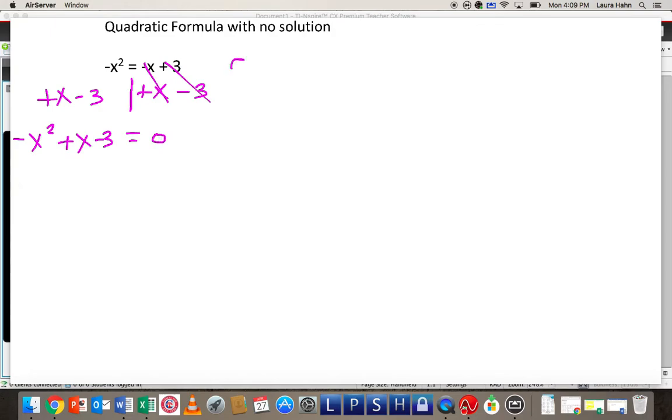So a, I look in front of x squared. I see a negative, which is the same thing as a negative 1. B, I look in front of my x. Well, in front of the x is just a positive, right? But we know that's the same thing as a positive 1. And our c is our constant, the number by itself, which is a negative 3.